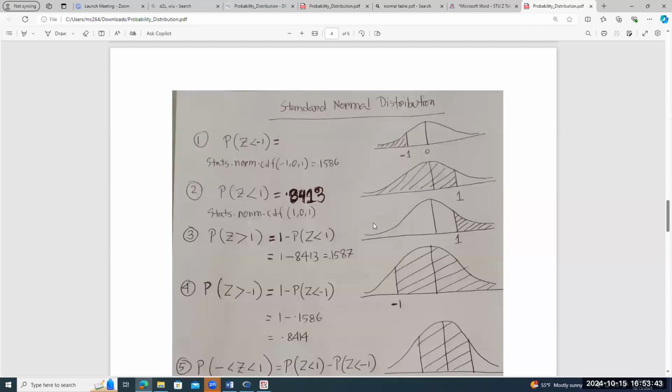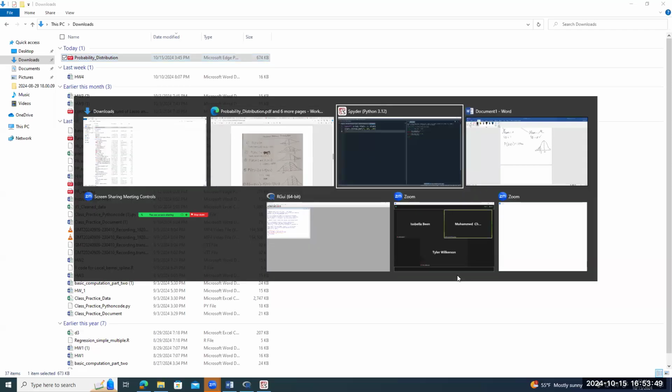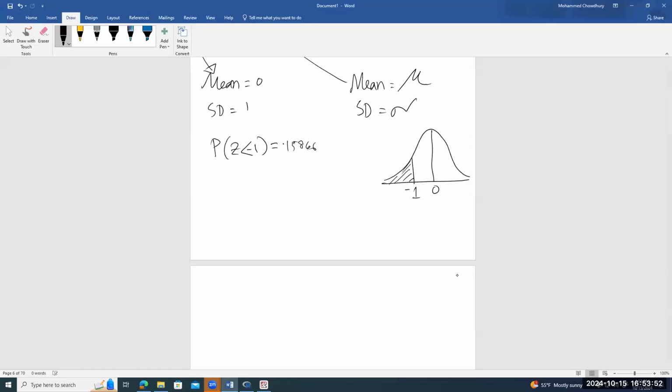I have to write this code. stats.norm.cdf. Let me write here: stats.norm.cdf(-1, 0, 1). What do that 0 and that 1 stand for? Mean and standard deviation. Okay, so let me run these things in Python.